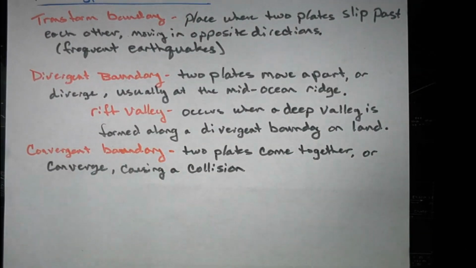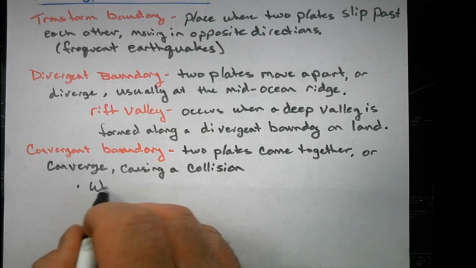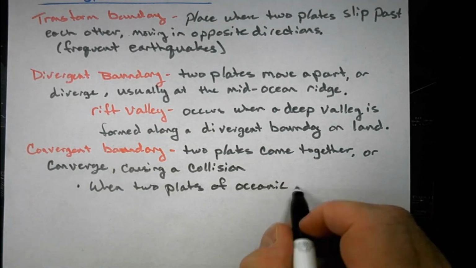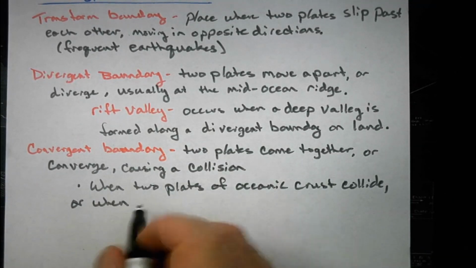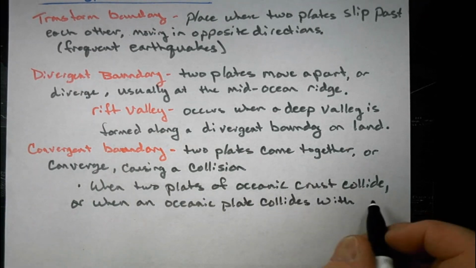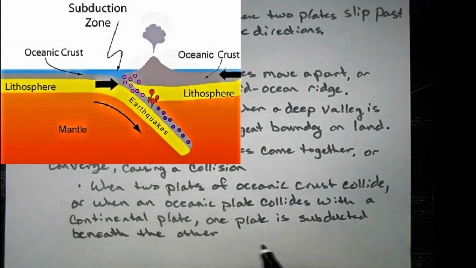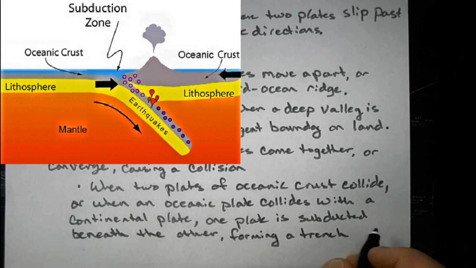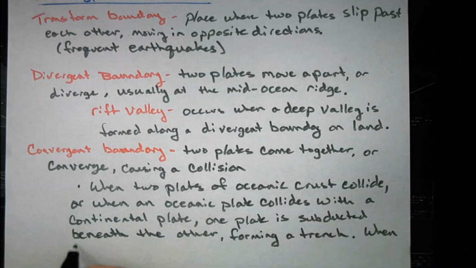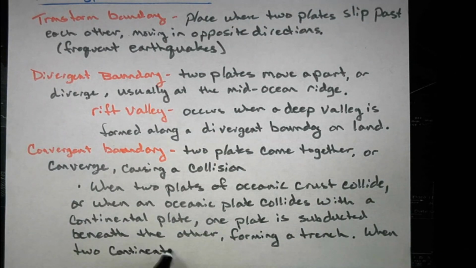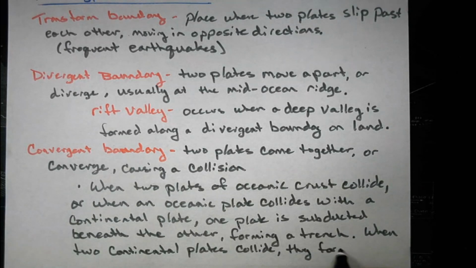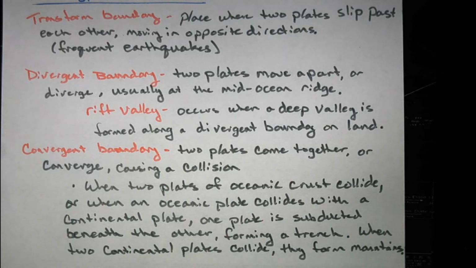When two plates of oceanic crust collide, or when an oceanic plate collides with a continental plate, one plate is subducted beneath the other, which forms a trench. And when two continental plates collide, they form mountains. And that's it. So we'll stop there.